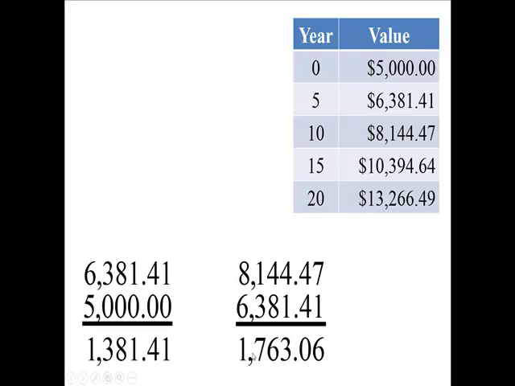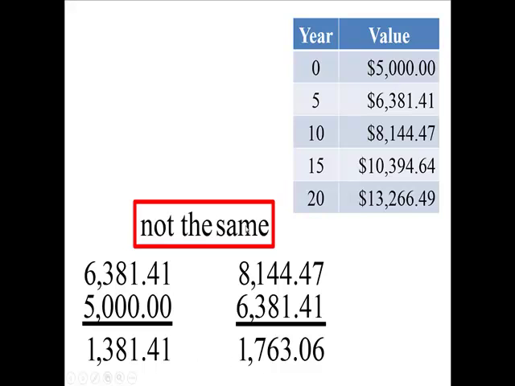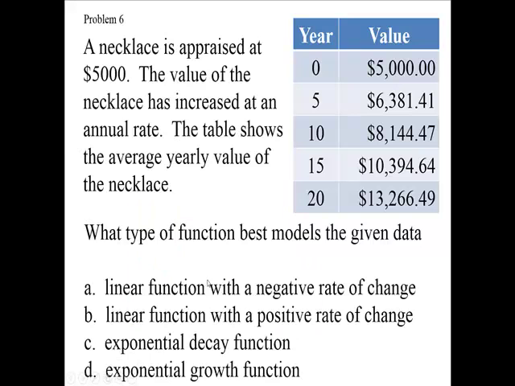So now it didn't go up $1,300 like it did last time. It went up more. These changes are different. Well, to be linear, you have to have the same change. So we're eliminating the first two because the change was different. We eliminate the linear ones. We don't have a certain slope. It changed. So now either we have exponential decay or exponential growth.